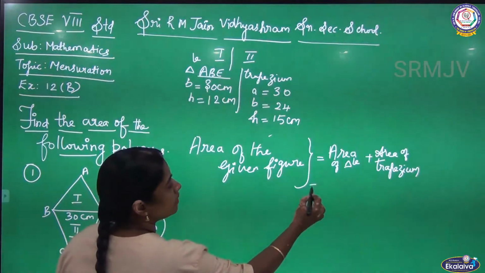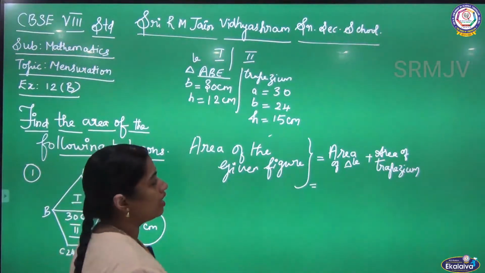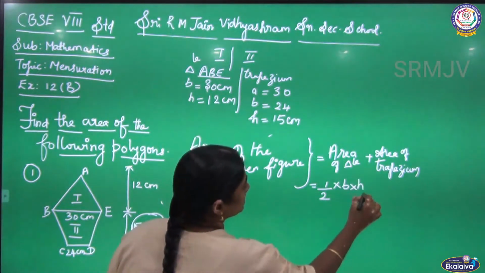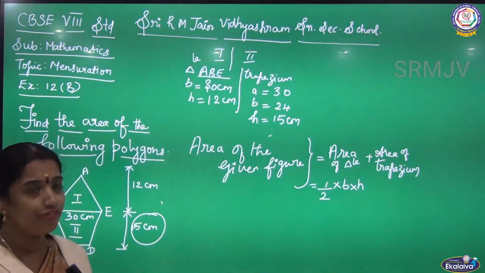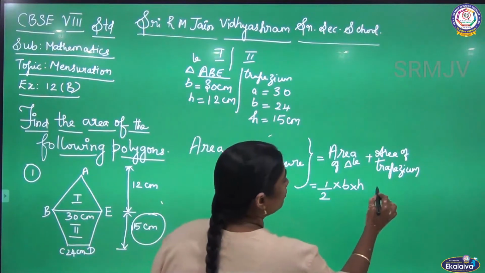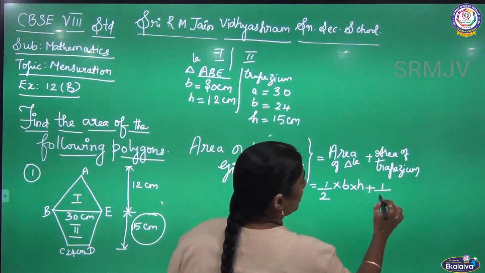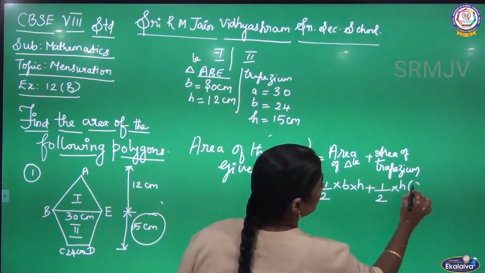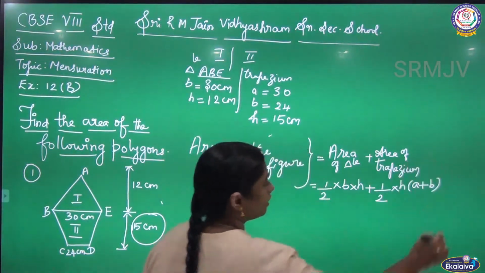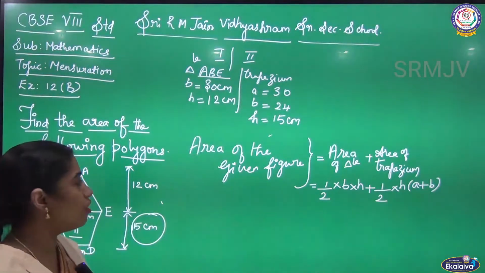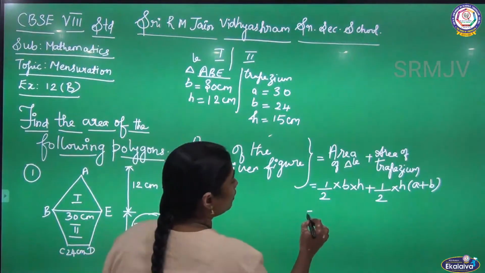Now listen, what is my area of a triangle formula? 1 by 2 into base into height. This is my area of a triangle formula. What is the area of a trapezium formula? 1 by 2 into height into (A plus B). Got it? See, this is the area of a triangle and area of a trapezium formula. And substitute the values here.